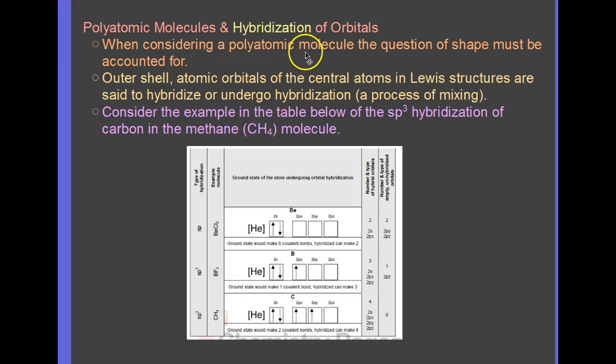So, polyatomic molecules and hybridization of orbitals. When considering a polyatomic molecule, the question of shape must be accounted for. Outer shell atomic orbitals of the central atoms in Lewis structures are said to hybridize, or undergo hybridization, a process of mixing. Consider the example below in the table of sp3 hybridization of carbon in the methane CH4 molecule.